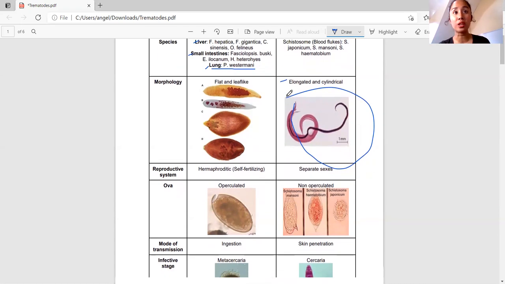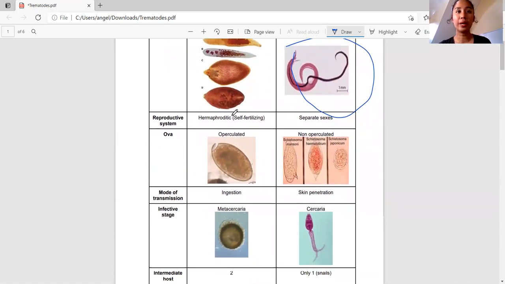Guys, do not confuse them with your roundworms. For the reproductive system, monoecious flukes are self-fertilizing, while schistosomes have separate sexes. Monoecious flukes are operculated, so they have an operculum or lid where the miracidia will emerge, and blood flukes are non-operculated. Their key characteristics are their spines: lateral position, terminal position, and small in Japonicum, and for Japonicum, no operculum.